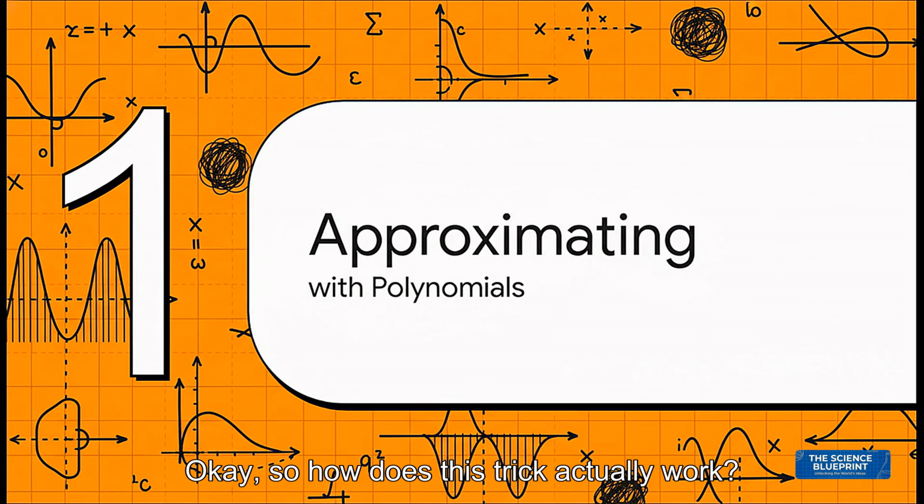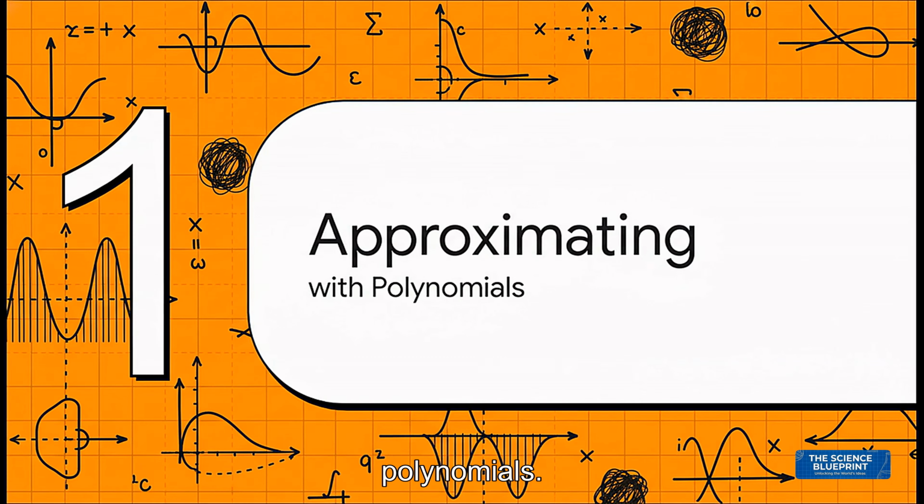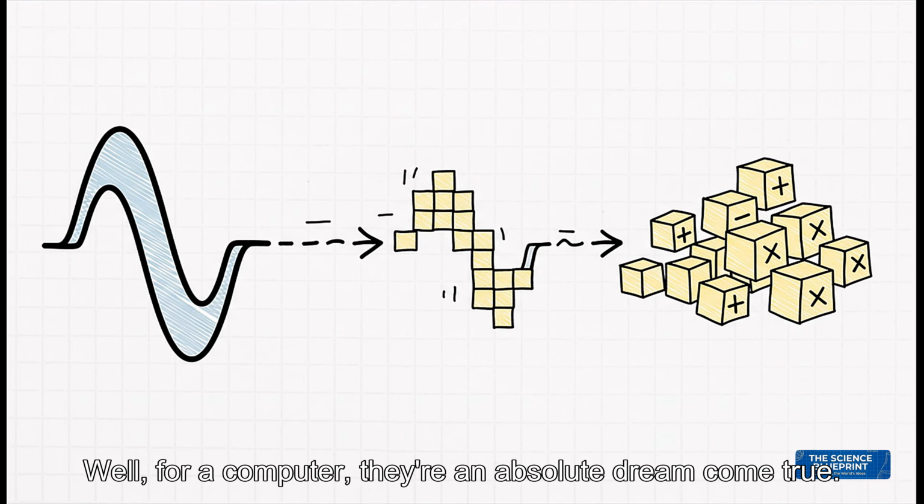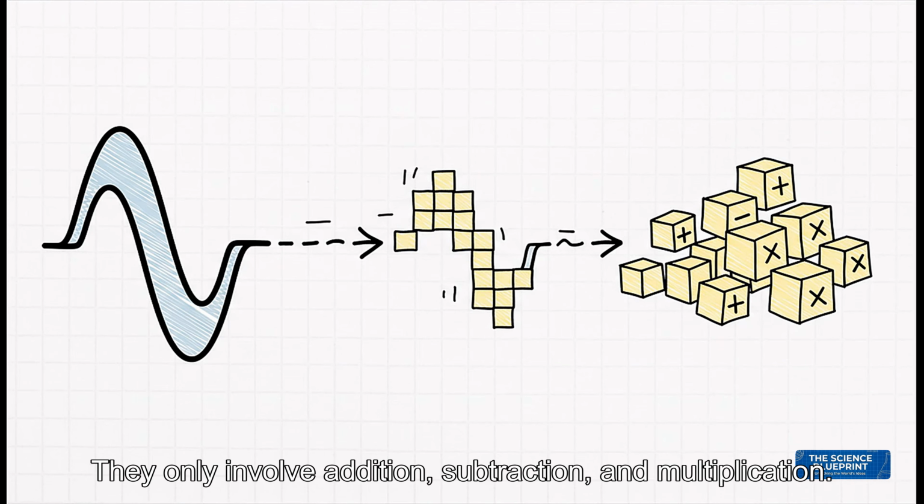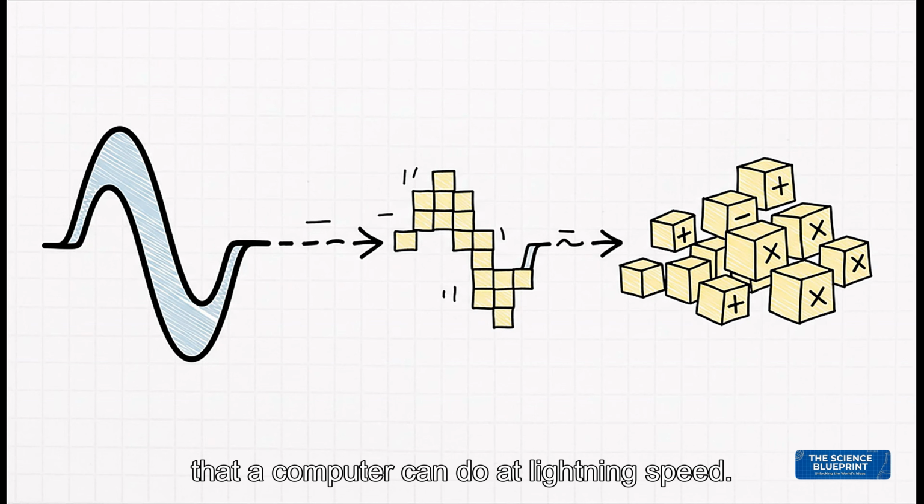Okay, so how does this trick actually work? Well, it all comes down to something you probably learned about in high school algebra, polynomials. Simple, predictable, and, as we're about to see, unbelievably powerful. So why polynomials? Well, for a computer, they're an absolute dream come true. Think about it. They only involve addition, subtraction, and multiplication. No weird, complex functions, just basic arithmetic that a computer can do at lightning speed.